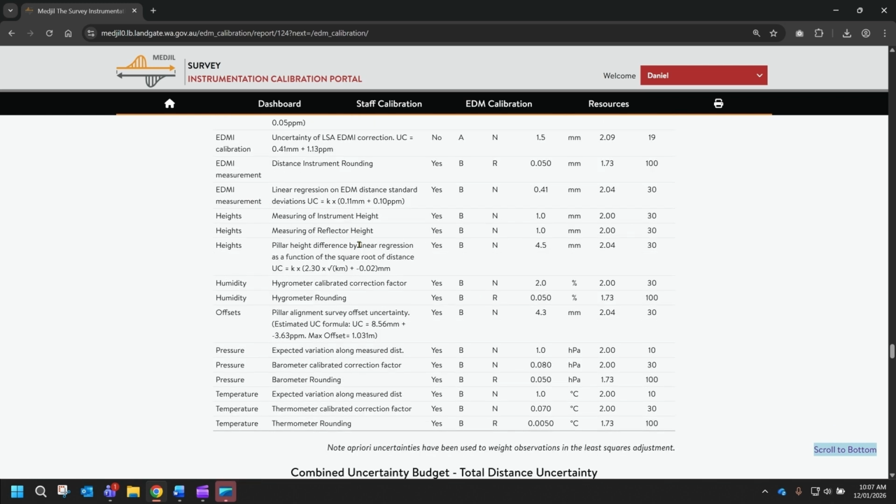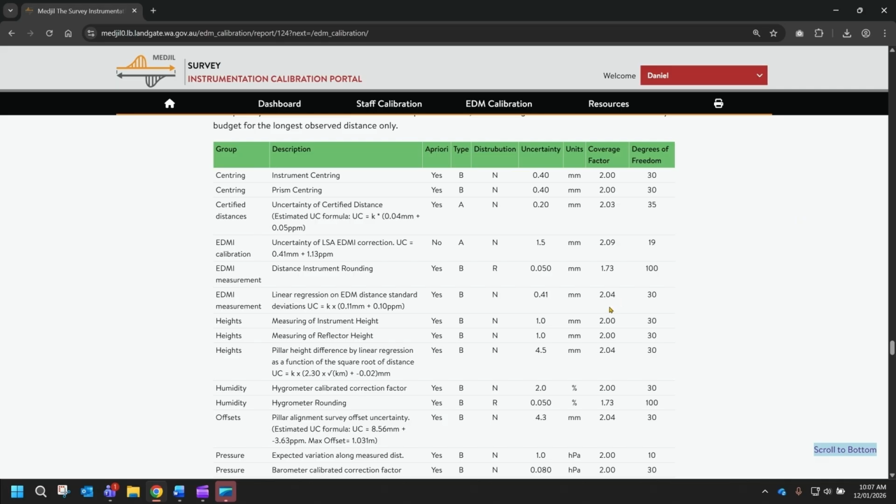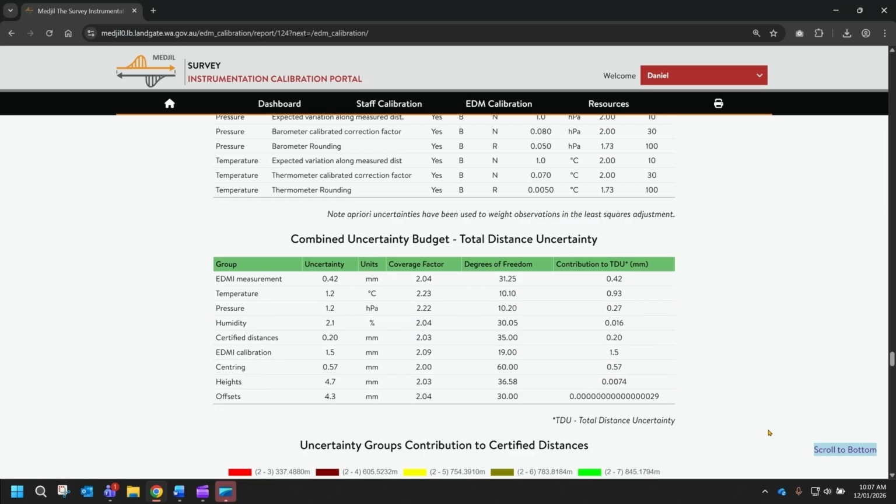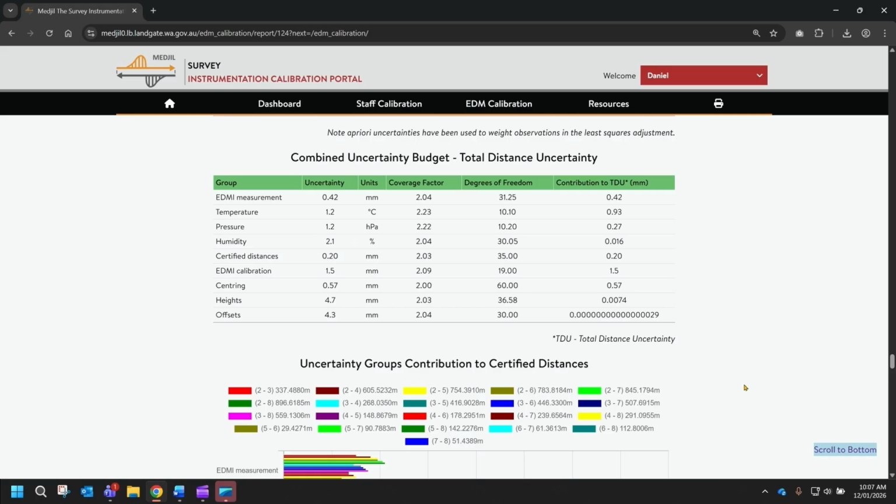For example, expected variation along measured distance is set in your uncertainty budget. I won't go too much into depth here. Some of this is a little bit complicated, but basically this is a full report of all the uncertainty sources. Then that gets combined together in the combined uncertainty budget, total distance uncertainty.